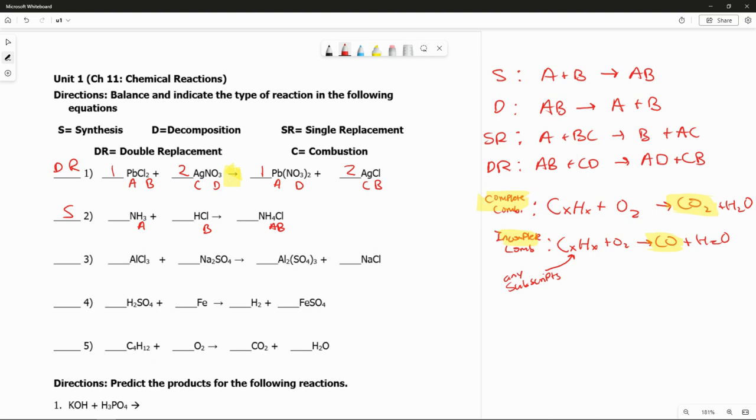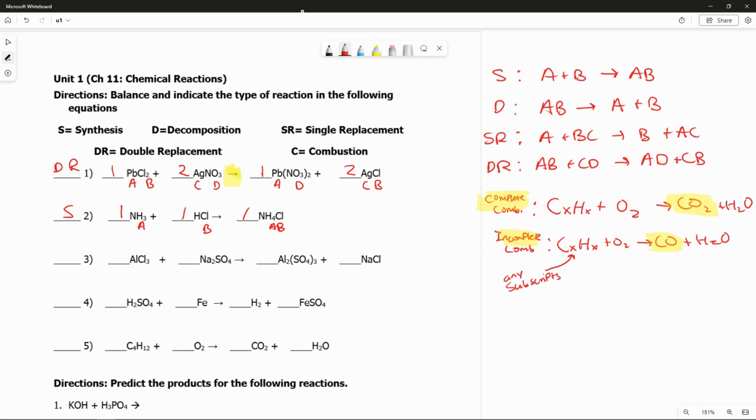So we take a look at NH3 and HCl and NH4Cl. We're going to count how many of each there are. So we have one N, that's good. We have 3 H's and another H to total up to 4 H's, and 4 H's on this side too. We're good. We have one Cl and another Cl on each side, so we are all good. This is already balanced, so 1, 1, 1.